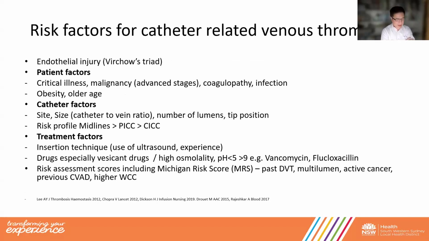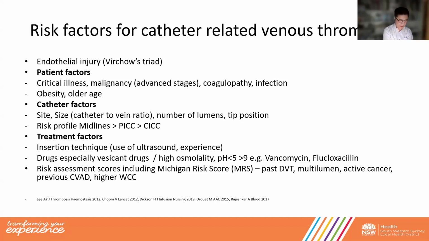And talking about risk factors, a vascular access device is itself a foreign body, as mentioned before, and it causes endothelial injury. So manipulation should be minimized as much as possible. Patients who are sick, have cancer, especially in the advanced stages, coagulopathy, or significant infection are obvious risk factors. Site of the catheter may be relevant, particularly if there's pain. The catheter to vein ratio should be 45% or less. Number of lumens is also another risk factor. So we would avoid using more lumens than we require.